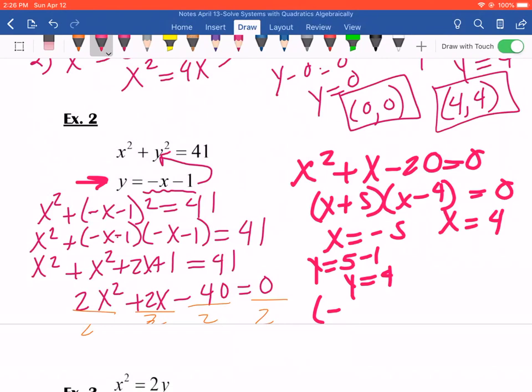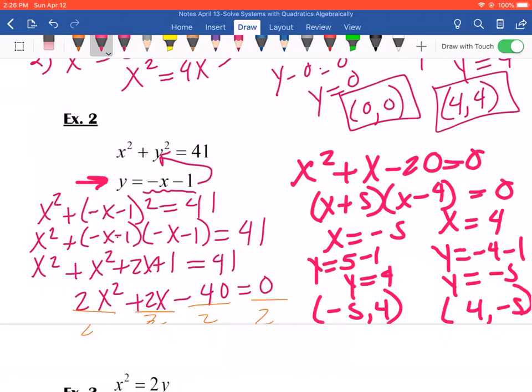Therefore, one solution is negative 5, positive 4. The next solution, plugging in 4 for x, I get y is equal to negative 4 minus 1, which gives me negative 5. So my other solution is 4, negative 5. And there we are. Those are my two solutions.